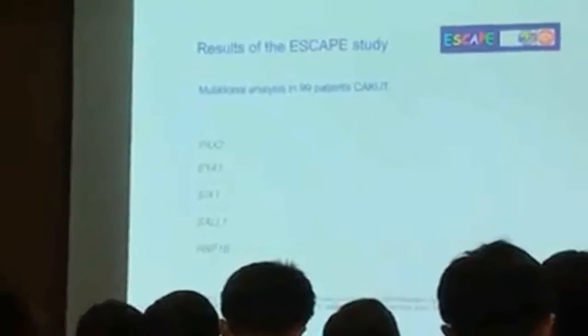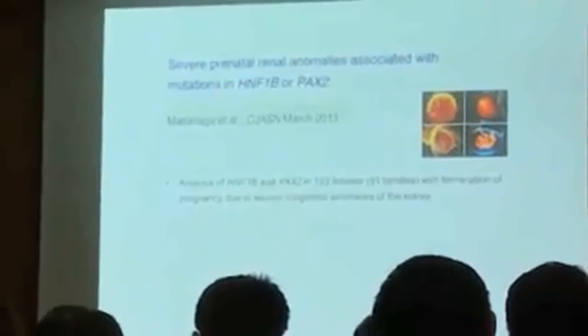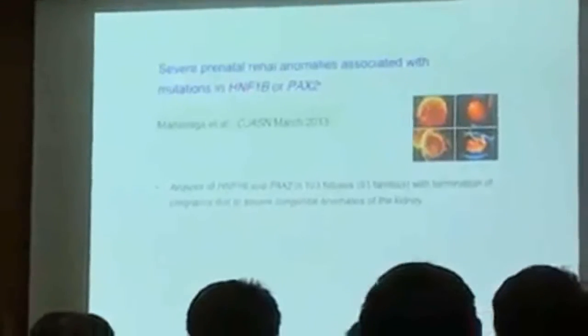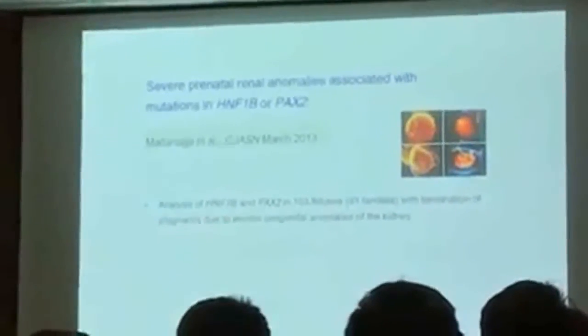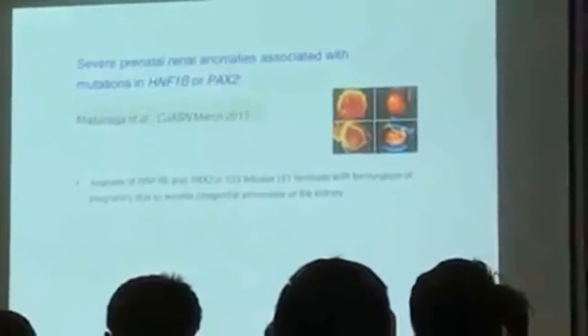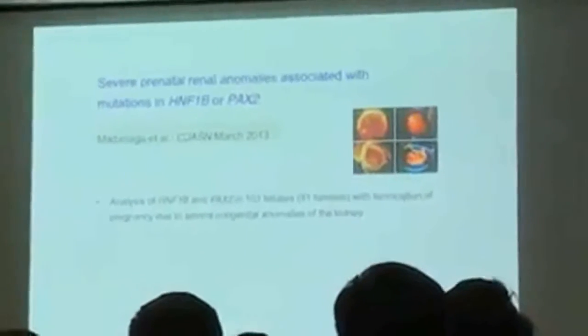It is also a case of the ESCAPE study. It has 99 patients with kidney disease problems. They found 5 significant genes: PAX2, EYA1, SIX1, SIX2, and HNF1B. These are 5 important genes. Severe prenatal renal anomaly is associated with mutation in PAX2 or HNF1 beta, analyzed in 91 families with termination of pregnancy because of severe congenital anomaly of kidneys. So if you have a fetus with this mutation, most end in termination of pregnancy.